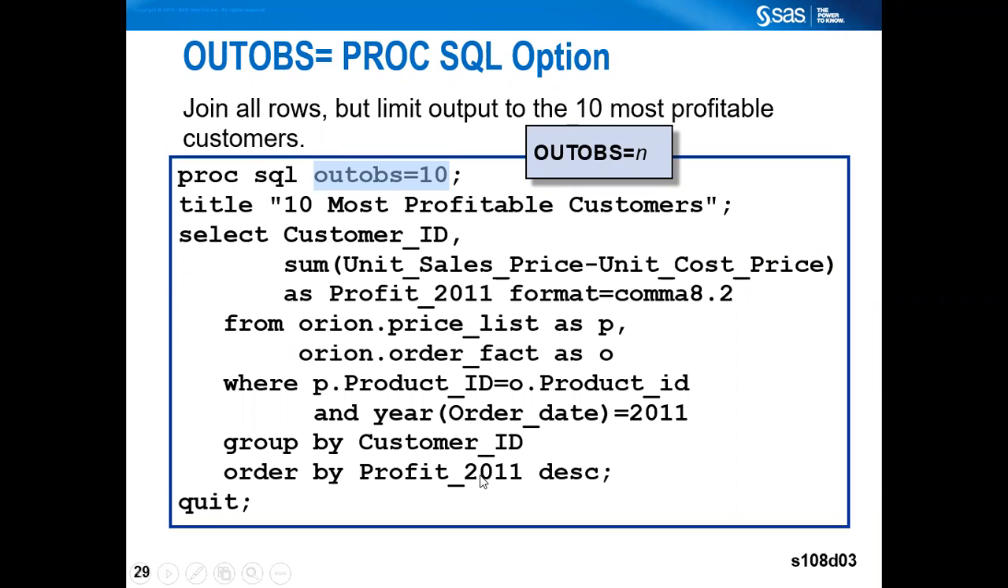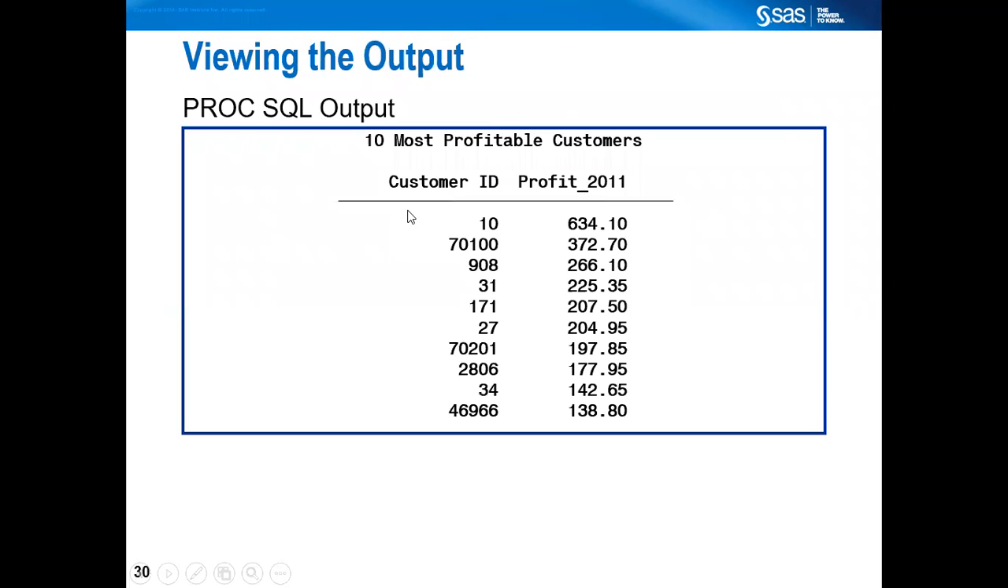You want only the first 10 rows, so you restrict the output of your SQL by writing the option OUTOBS equal to 10. It will restrict your SQL results in the output window to only 10 rows, but it is going to query all the rows, and the result will have only 10 rows. Are you getting it? So the option is OUTOBS equal to, and you give the number. So join all the rows, but limit output to the 10 most profitable customers because of OUTOBS=10. So this is the output you get.